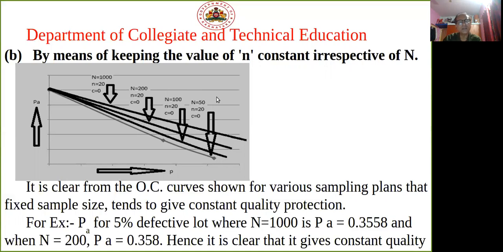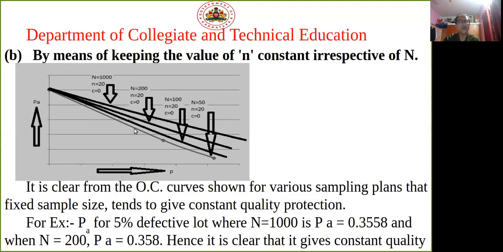So what does it mean? All these four curves have been drawn irrespective of the size of the lot. See, here it is 1000, here the lot size is 200, here the lot size is 100, here the lot size is 50. But if you take the sample size, it remains constant. So by keeping the sample size constant, irrespective of the size of the lot, we can draw a curve that is called the OC curve.